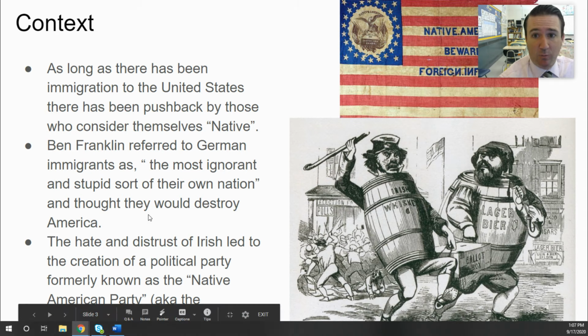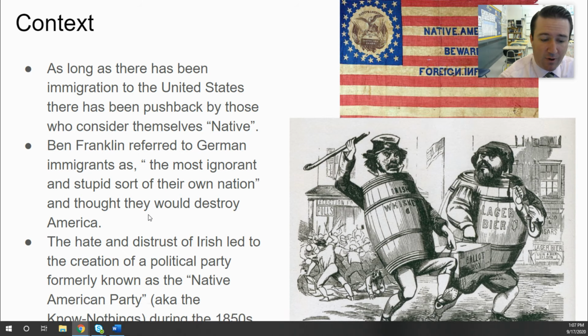For example, Ben Franklin, one of our most important founders, was very much against German immigrants. You'll find a lot of his writing talking about how they don't have any intention to come and assimilate into American culture, and that the more Germans that come here and outnumber the English, they'll destroy the common sense of America. He even quotes to say they were the most ignorant and stupid sort of their own nation. And yes, that was directly quoted from him.